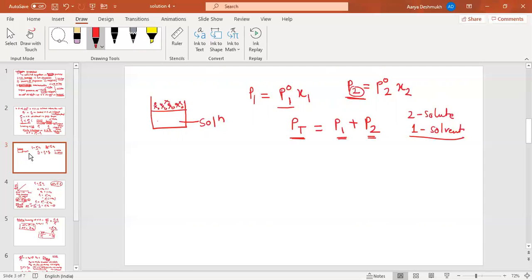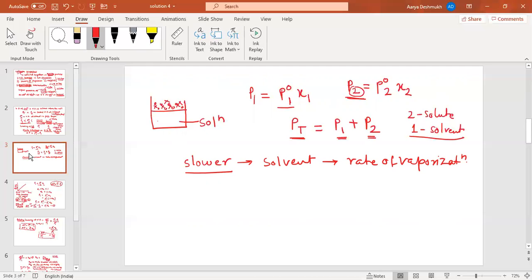As a result of this decrease in the availability of solvent molecules for vaporization, the solvent molecules at the surface of the solution vaporize at a slower rate. So the rate of vaporization decreases on addition of the non-volatile solute molecules, and this results in the lowering of the vapor pressure.